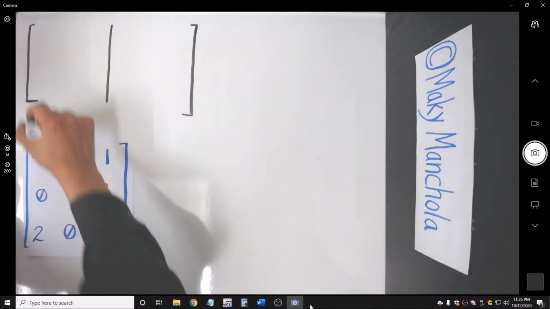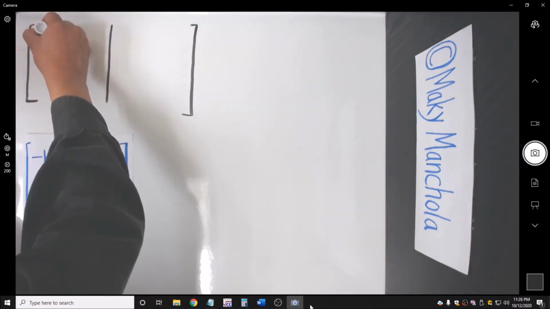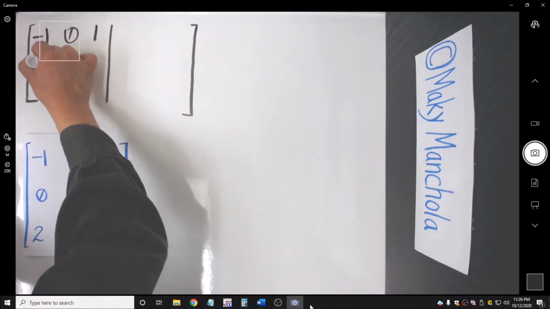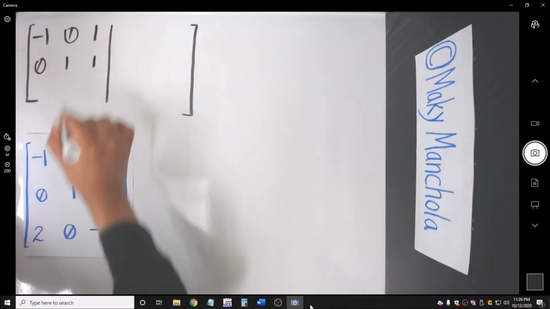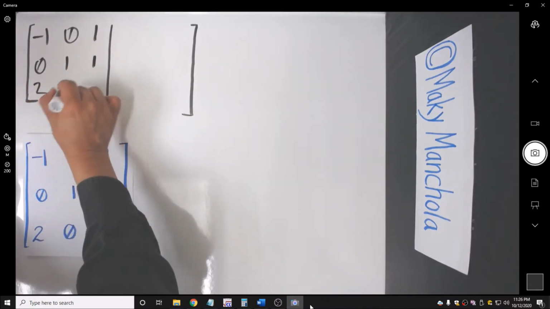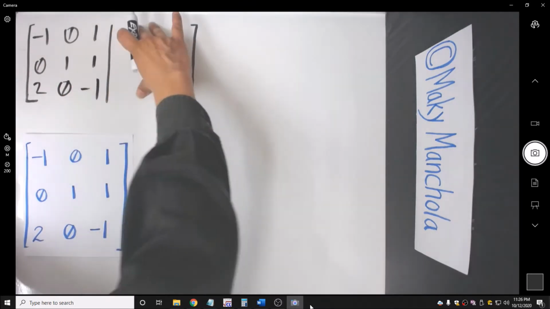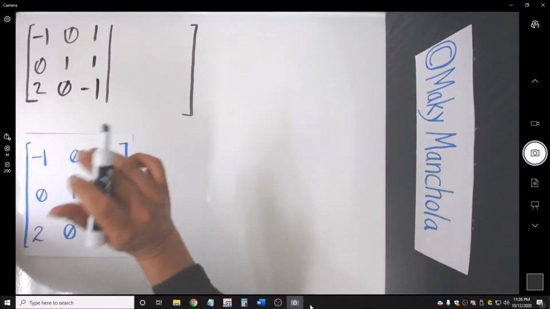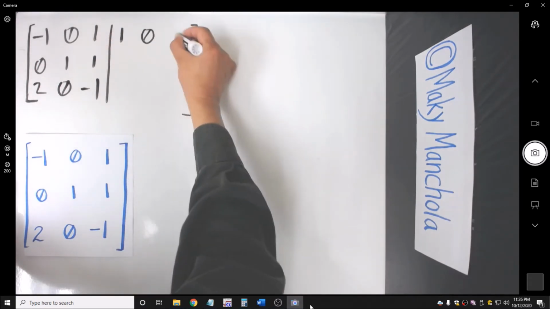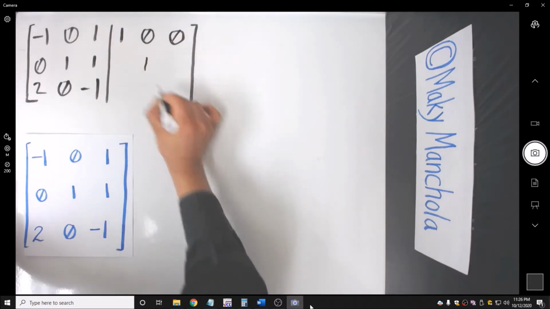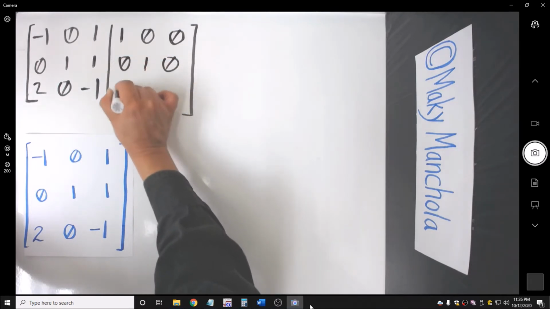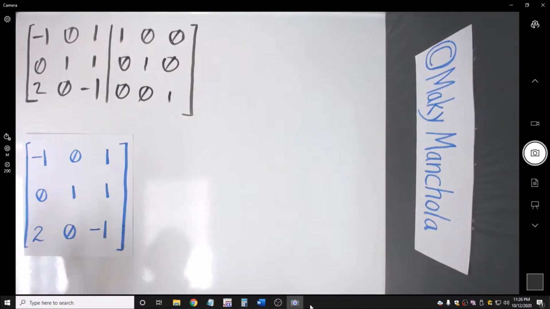So let me copy A. Here I will have A. -1, 0, 1, 0, 1, 1, 2, 0, -1. Here I will have the 3 by 3 identity matrix. 1, 0, 0, 0, 1, 0, 0, 0, 1.